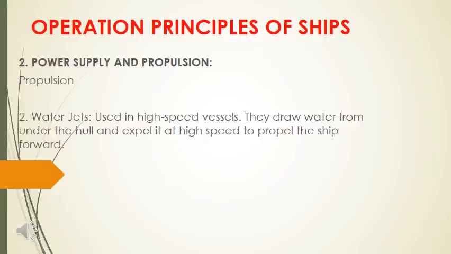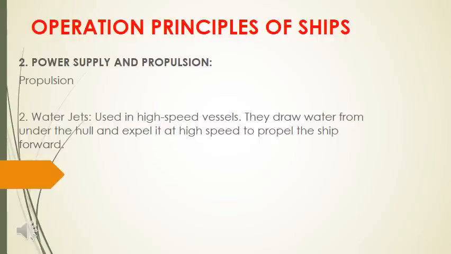Next is water jets. Water jets are used in high-speed vessels. They draw water from under the hull and expel it at high speed to propel the ship forward. That's another system of propulsion, used especially in high-speed vessels.